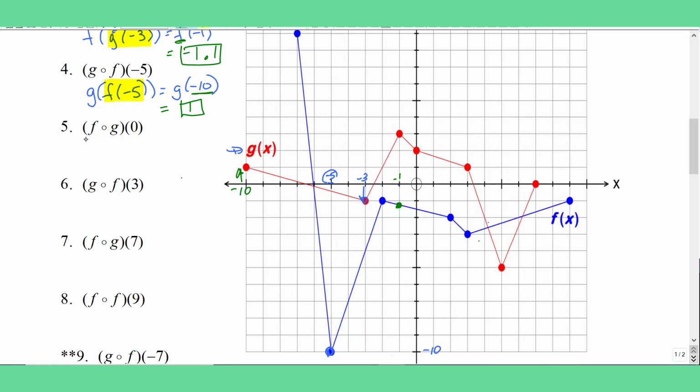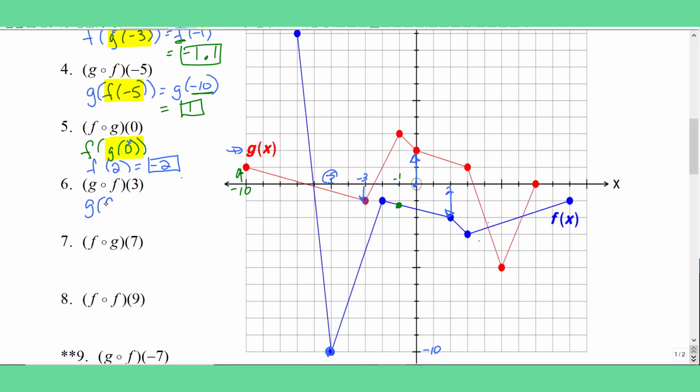All right, let's see how you did. So we have f of g of 0. So again, I do this part first. I find when x is 0, which is right here, what is my y value on my g function, which is 2. So now I go when x is 2, what is my y value on my f function, and it is -2. Did you get it right? I hope so. Let's keep going.